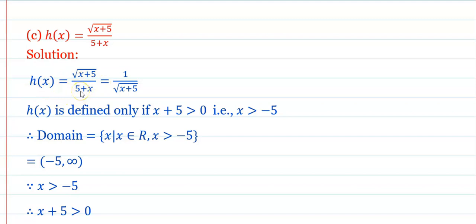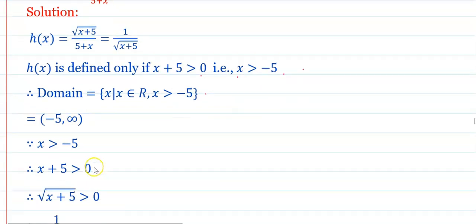h of x is equal to root of (x plus 5) upon (5 plus x). Simplifying this, the power of this is one, half sorry, and the power of this is one, so the half power cancels out, and then here you will get 1 upon root of (x plus 5). h of x is defined only if x plus 5 is positive. That is, x is greater than minus 5, and hence the domain: x belongs to the set of real numbers and the value of x must be greater than minus 5. It must be greater than minus 5, so its domain will be minus 5 to infinity.